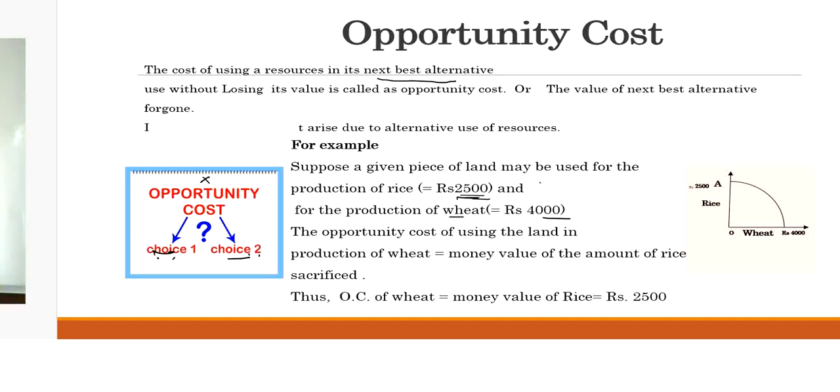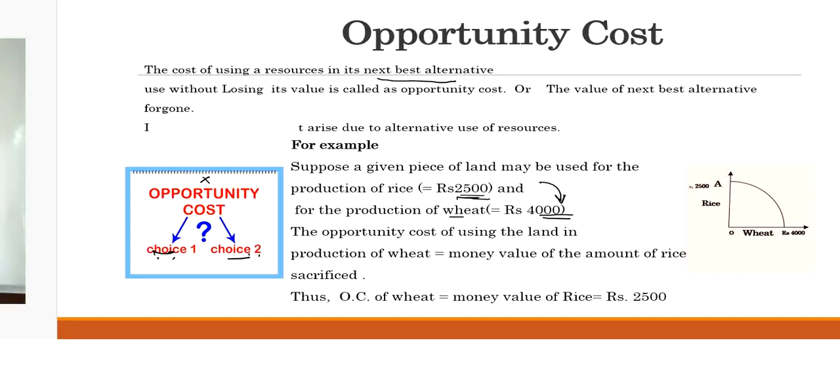You will try to shift production from rice to wheat. And what will happen? You will stop the production of rice. You will remove resources from the production of rice and reallocate them to the production of wheat. Only then is it possible to get rupees 4,000.